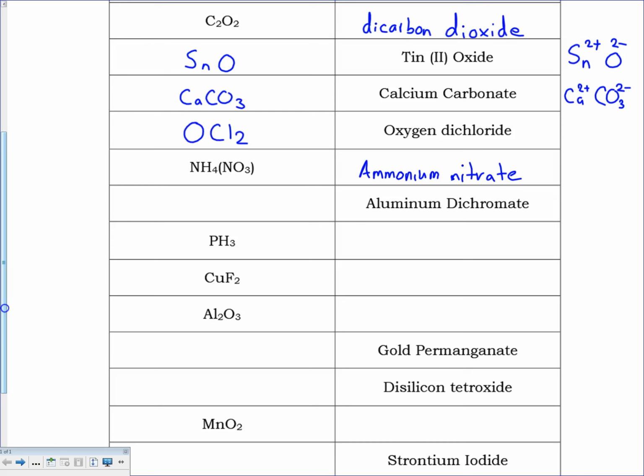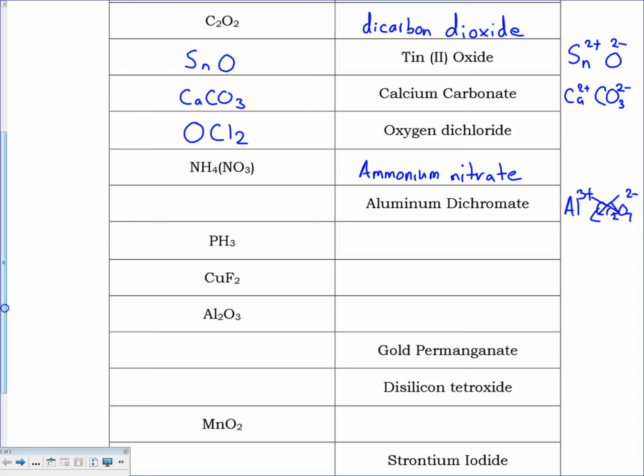This next one, aluminum dichromate. So aluminum is a metal, dichromate is a polyatomic ion. So aluminum, if you look it up on the back, is Al3+. The dichromate is Cr2O7, and that's got a charge of 2-. And so then you crisscross here, we get a 2 down here and a 3 down here.